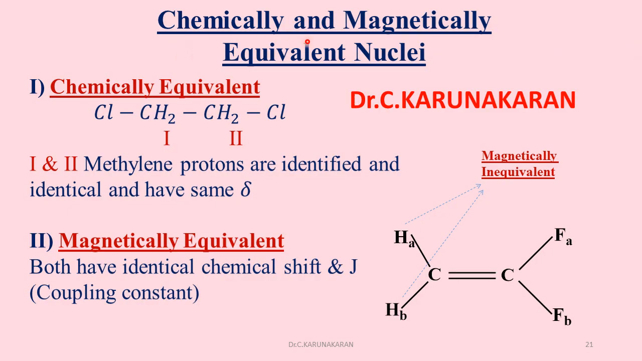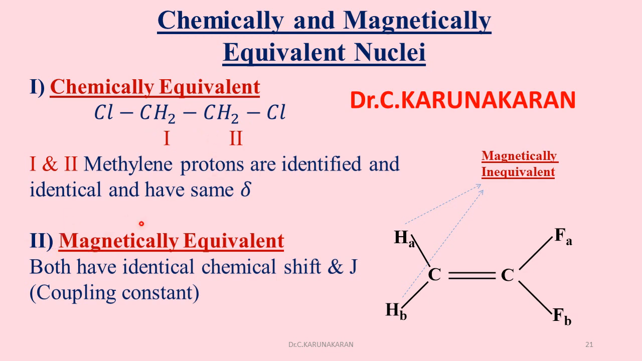Here, what are chemically and magnetically equivalent nuclei? Chemically equivalent nuclei. Let us consider the example 1,2-dichloroethane. There are two methylene groups, methylene protons. They are identical, chemically identical, as well as chemically equivalent, and therefore they have the same delta value, chemical shift, and same chemical environment.